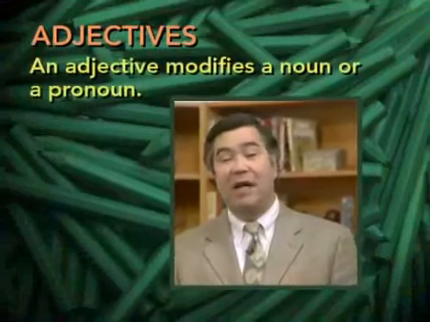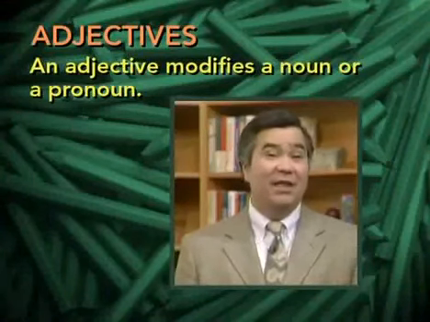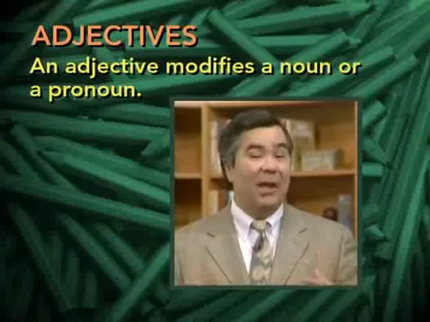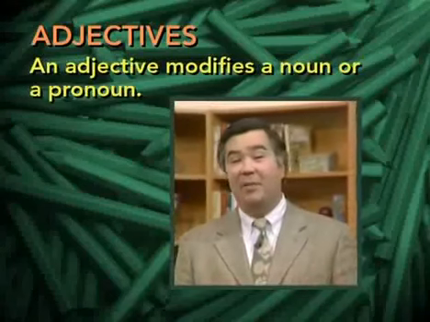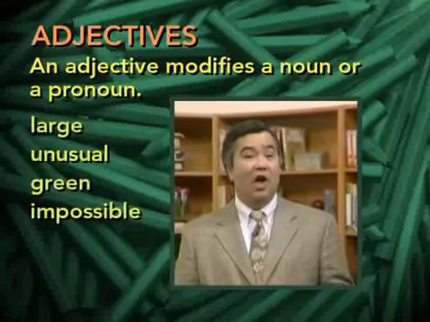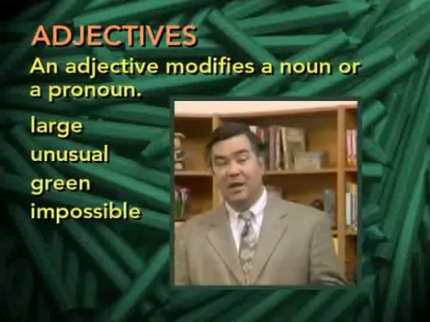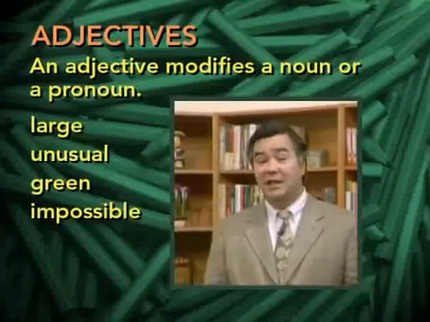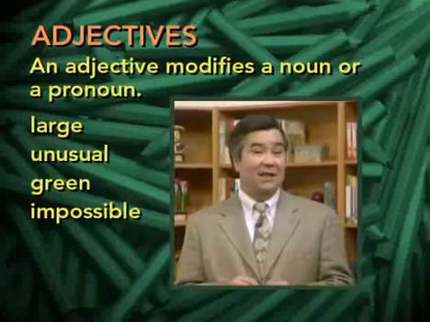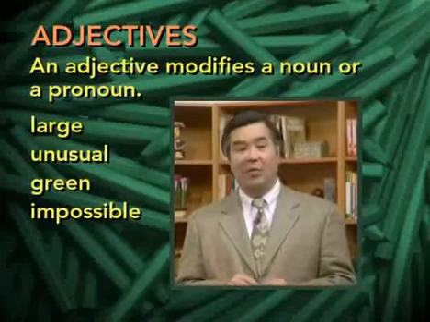An adjective modifies a noun or pronoun. That is, when an adjective is used in a sentence, it gives more information about or gives further explanation about some noun or pronoun that appears in the sentence. Here are some examples of adjectives: large, unusual, green, impossible. Each of these words, if they were used in a sentence, would give more information about a noun or pronoun that appears somewhere in the sentence. They give more information, and therefore we say they modify the noun or pronoun.